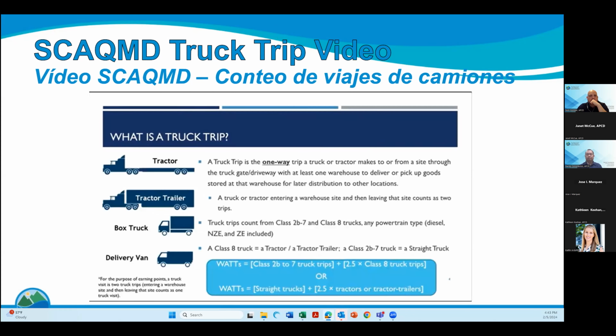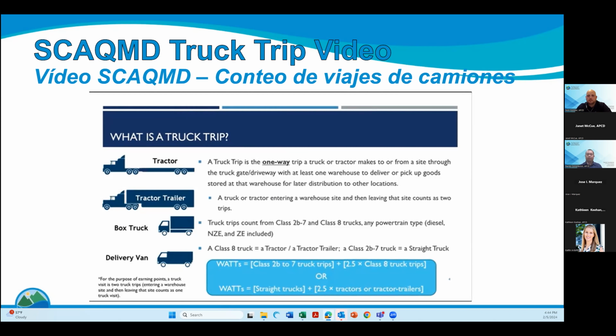A truck trip is a truck or tractor entering or leaving a warehouse site. One trip entering, another trip leaving. Truck trips count from Class 2B through 7 and Class 8 trucks of any powertrain type, including diesel, near zero emission, and zero emission engines. Truck trip counts will need to differentiate between Class 2B through 7 and Class 8 trucks. This is necessary for the WATTs calculation needed to determine the WPCO.